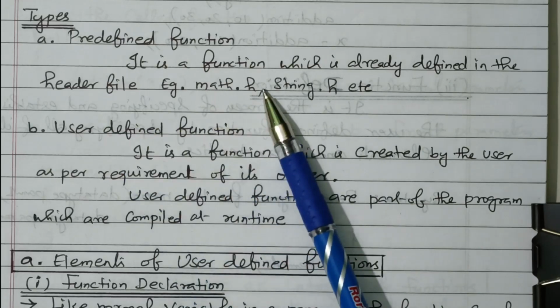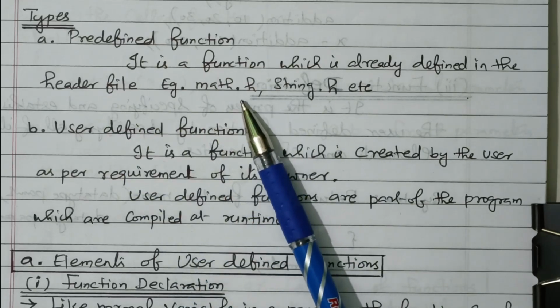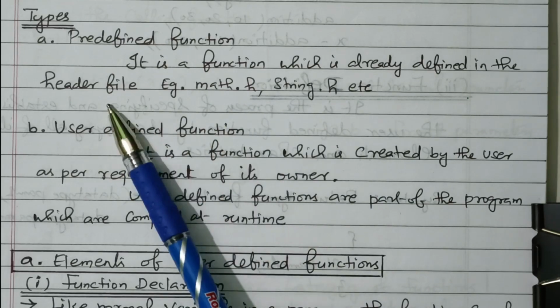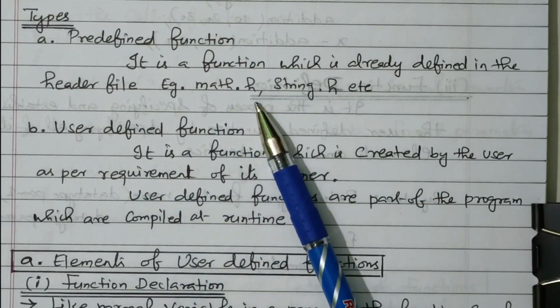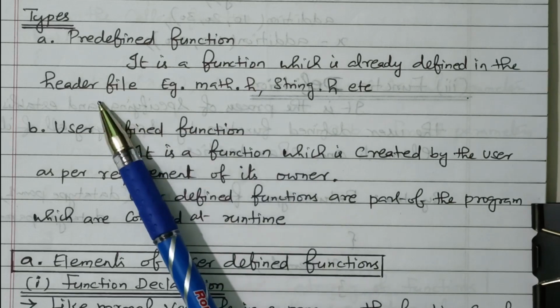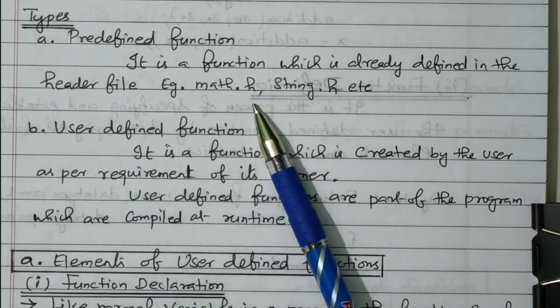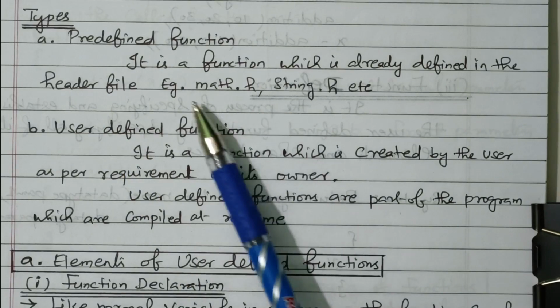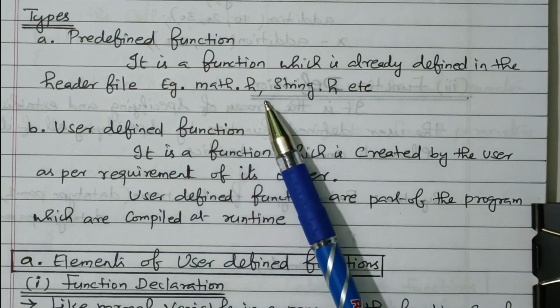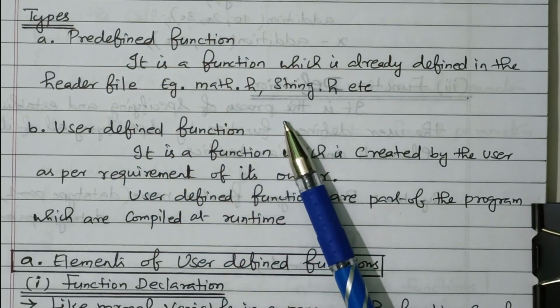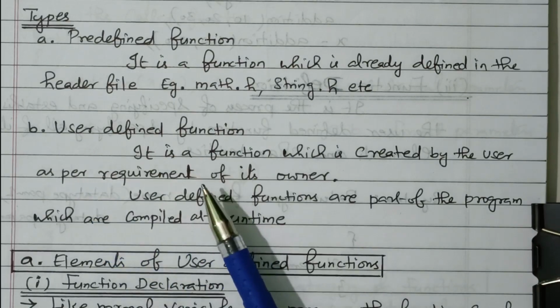These are also functions, but they are already available in the header file because they are repeatedly used in programs, right? So these are predefined and available. Whenever we need we can use them. The second type is the user defined function.